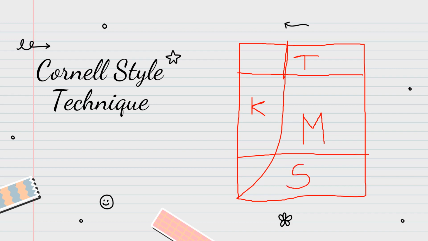So I'm going to denote them as T, M, K and S. So basically the first part which we have over here is title, which is T. So the first part comprises the title, where you can just write the title of the chapter which you are studying. So in this title part, all you have to do is just write the title of the chapter which you are studying.